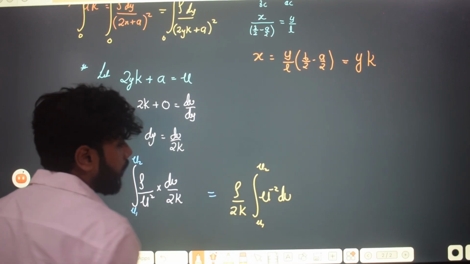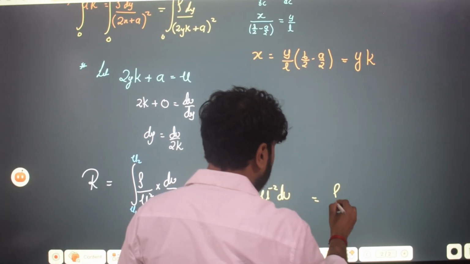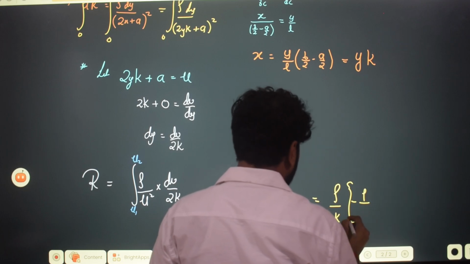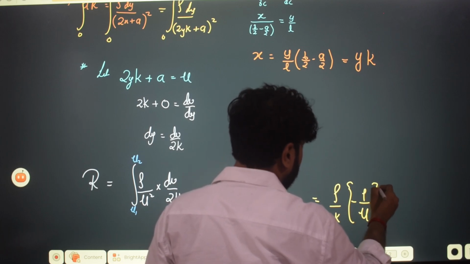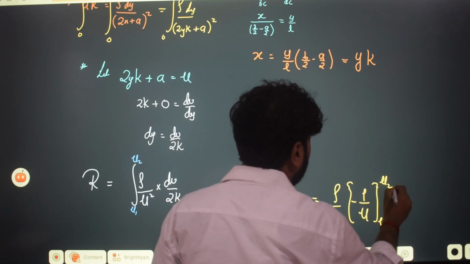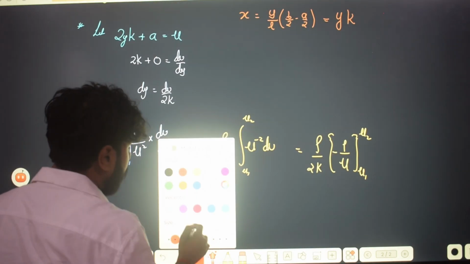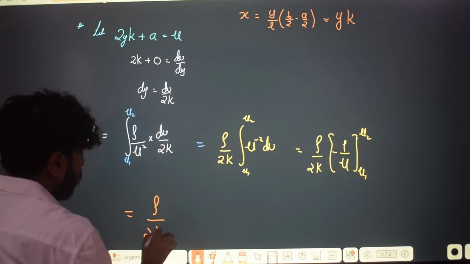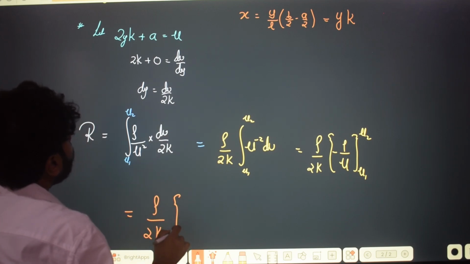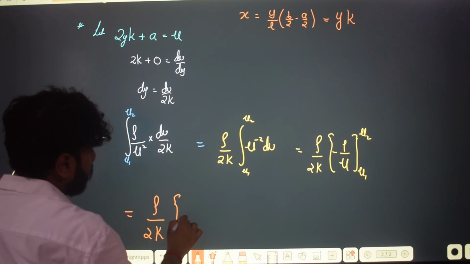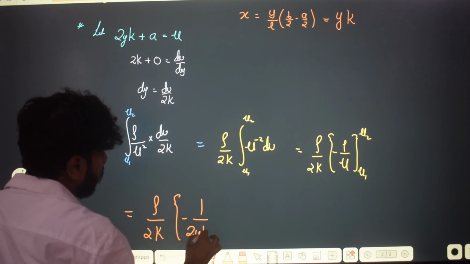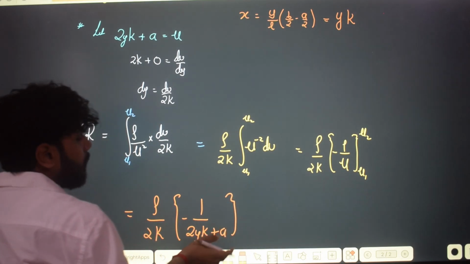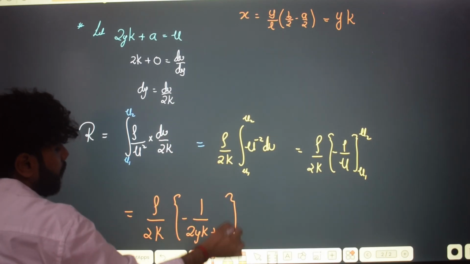Now it is simple integration. I don't think you should have any difficulty integrating. That is just rho by 2k, and the integration of this is going to be minus 1 by u, from u1 to u2. We got the integration, and now we can simply put our values back. What was our u? It was 2yk plus a, and because we are putting back in terms of y, you can put the initial limits, that was 0 to L.